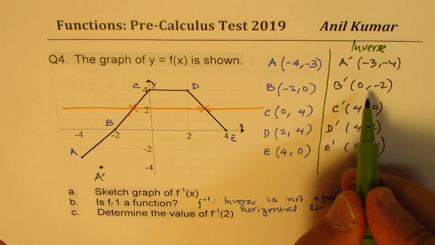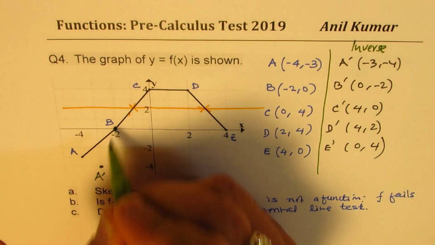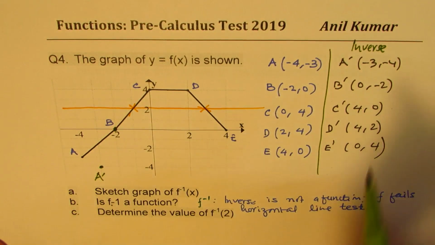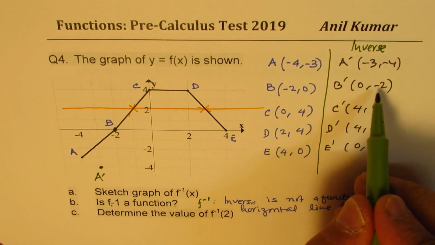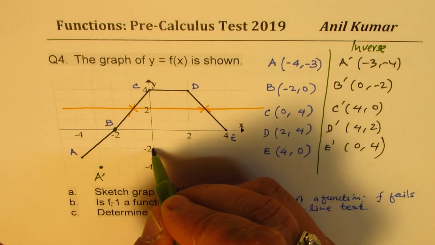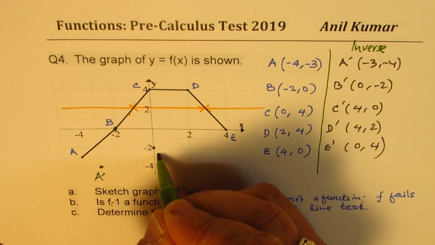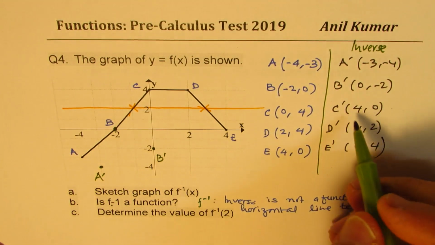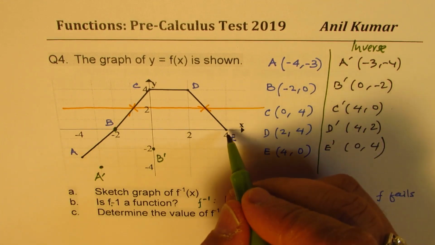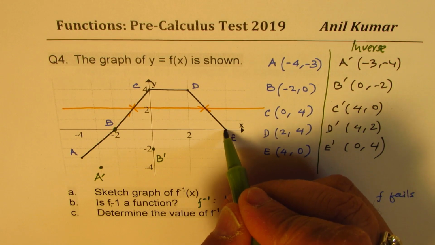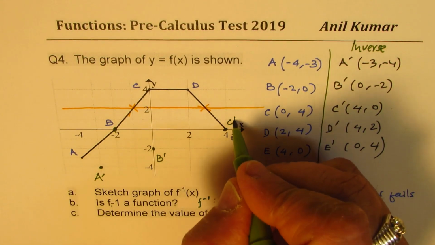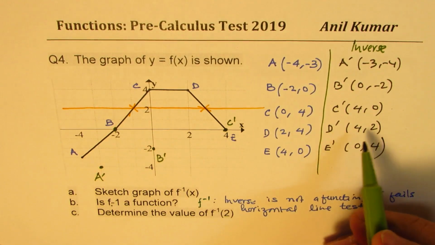B dash is 0, minus 2. So it remains there itself, right? So minus 2, 0, 0 minus 2. So at 0, at minus 2, that becomes B dash, right? Gets reflected. C dash is 4 and 0. So 4 and 0, that point becomes C dash. So this point is reflected here.